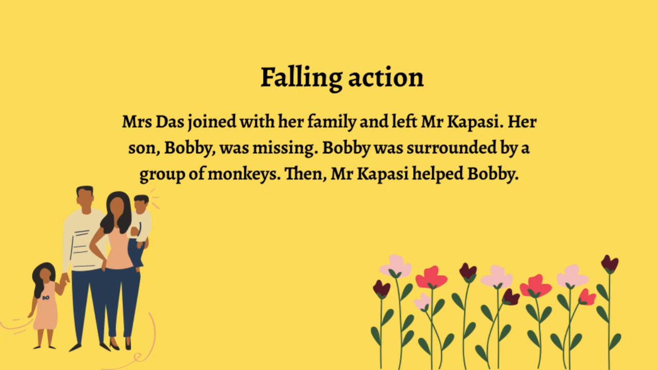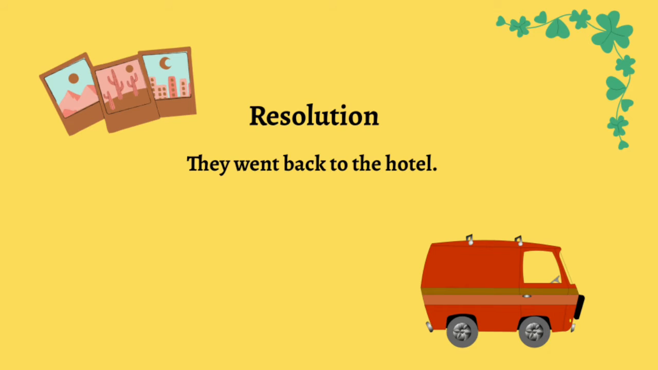The next is falling action. In Interpreter of Maladies, the falling action is Mrs. Das joined her family and left Mr. Kapasi at the car. Her son Bobby was missing. After Bobby was found, he was surrounded by a group of monkeys. The Das family panicked and asked Mr. Kapasi for help. Then Mr. Kapasi helped Bobby. Resolution: the untying of the knot. After Mr. Kapasi helped Bobby from the group of monkeys, they decided to go back to the hotel.